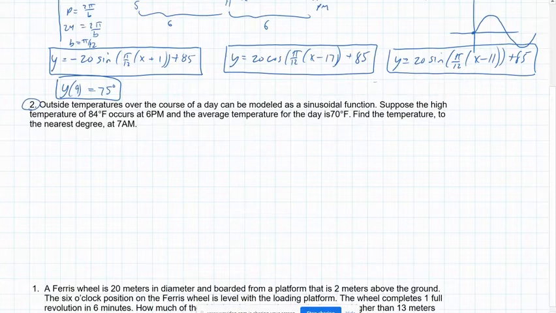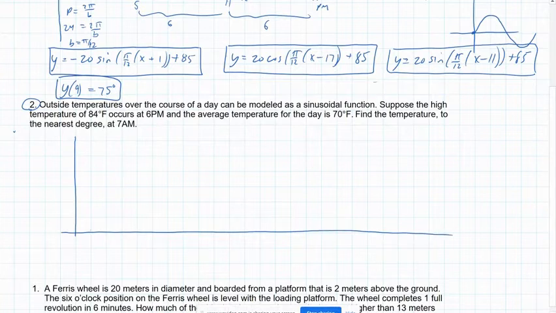Okay, problem number 2 is very similar. So what I'd like you to do is pause your video and try problem number 2 and press play when you're ready to see the solution. And so for example 2, we have a high temperature of 84 degrees at 6 p.m. So this is 6 p.m., which would be x equals 18 because we're adding 12 hours. At noon, noon would be x equals 12, and then 6 hours later would be x equals 18. And that's where it has its high temperature of 84.